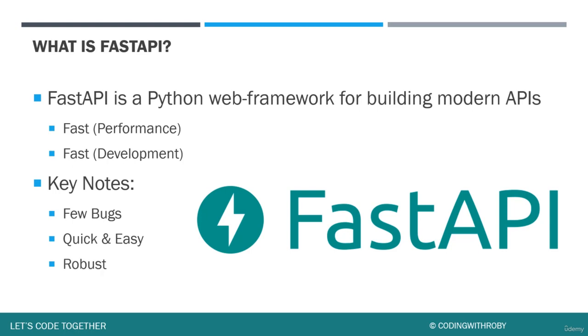FastAPI is also robust. Within minutes, get production-ready code with an automatic and dynamic documentation. And lastly, FastAPI has development standards. FastAPI uses the Open API standards and JSON schema.